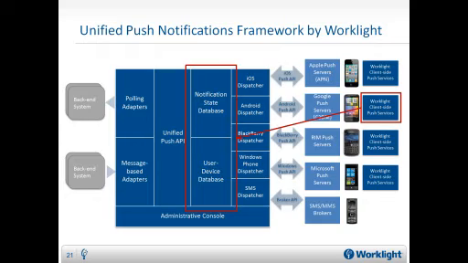On the client side, the framework provides a unified JavaScript API for subscribing to push notifications. The API is also available in Objective-C and Java for native iOS and Android applications. But of course, the JavaScript API is the same on both iOS and Android. It uses the mobile operating system to obtain the push notification tokens for the device and registers the app for notifications with these tokens in the Worklight server.